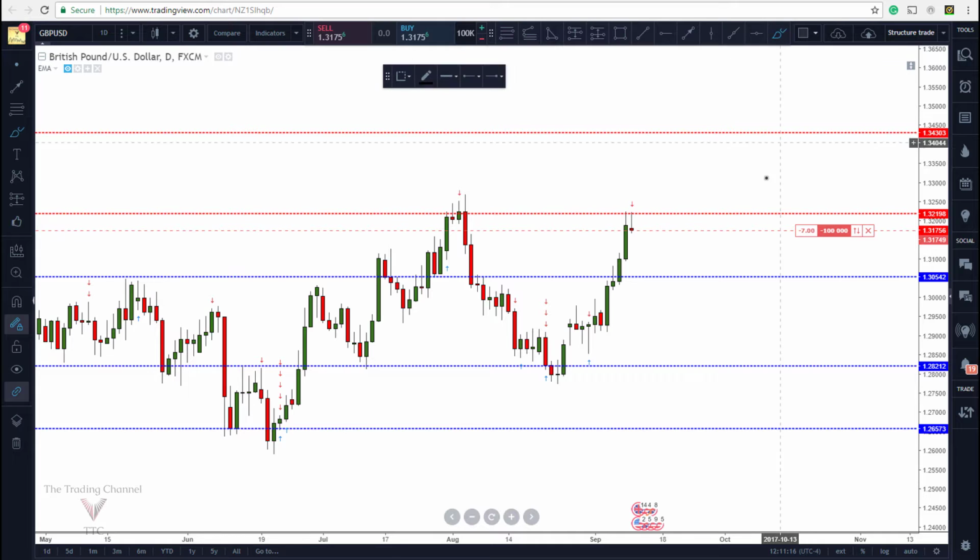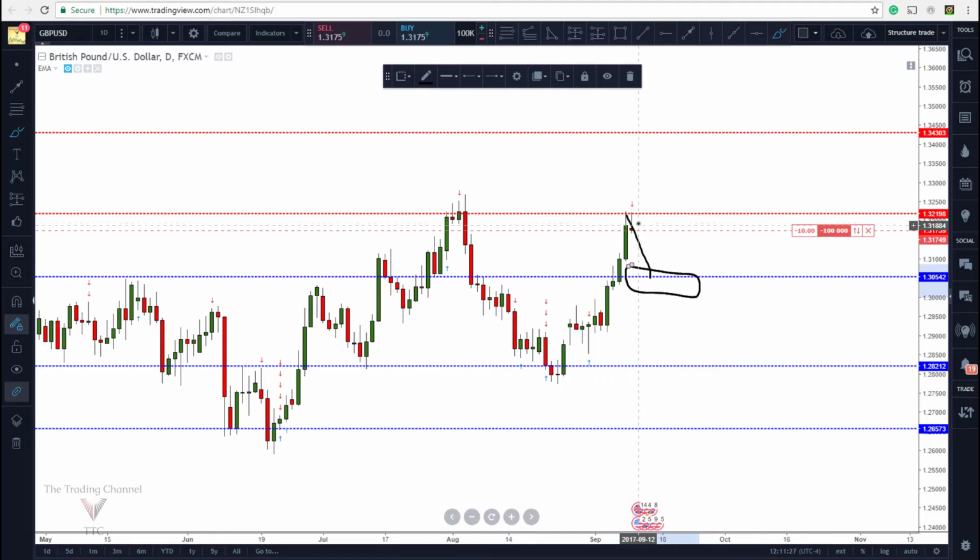So my prediction for the pound dollar is that we possibly get a move lower, at least down to our next support level around the 1.3054 zone. So we'll be looking in this zone to take targets off on this specific trade if we do get a move lower, and also for possible long opportunities from this zone.